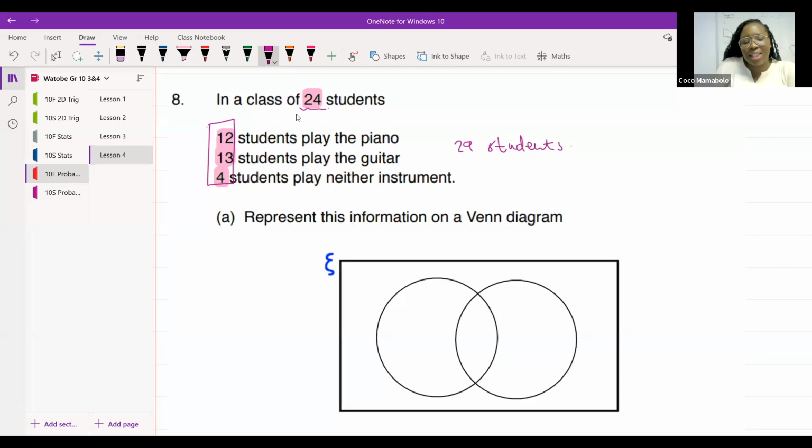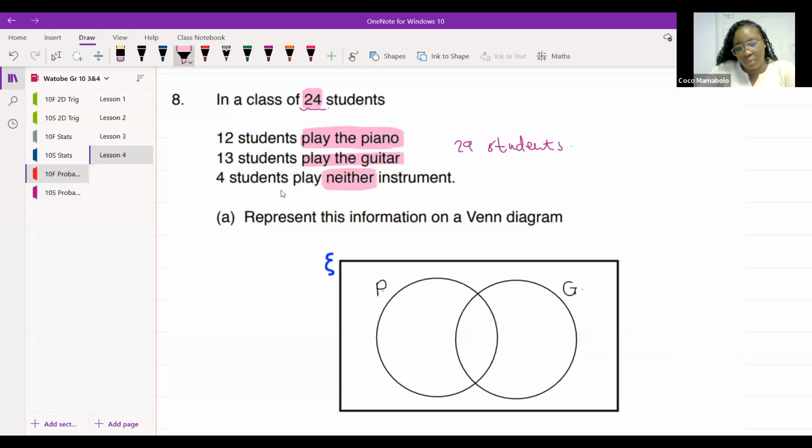What exactly does this tell us? Ma'am, it tells us that they haven't given us the outlier, so we need to work out the outlier, right? Okay, correct. Well, we're not going to call it an outlier. Think about this. They've said that this many people play piano and this many people play guitar. We've also accounted for students that play neither, but what have we not accounted for?